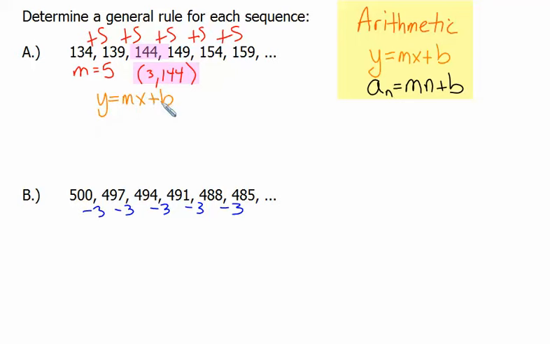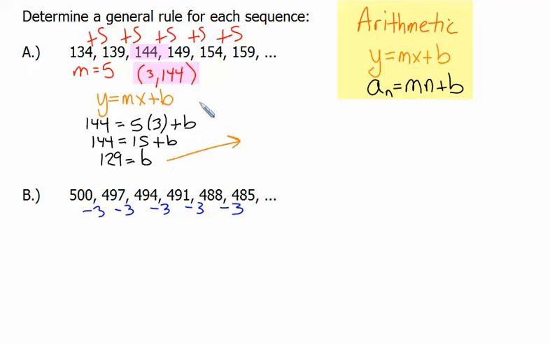Then we plug in to our formula for the line, y equals mx plus b. Here, the y is 144, the m is 5, and the x is 3. When we multiply 5 and 3, we get 15. So 144 is equal to 15 plus b. Subtract the 15 from both sides, and we get that b is 129. Back in Algebra 1, we would have said the final answer is y is equal to the slope, which is 5, times x plus the b, the y-intercept, which is 129.